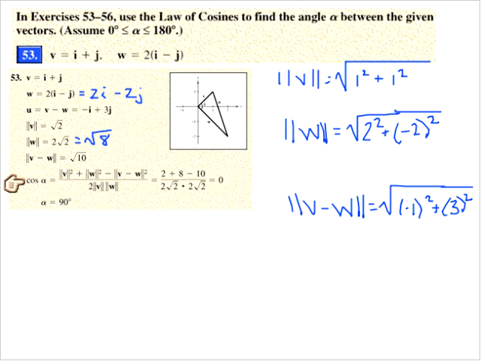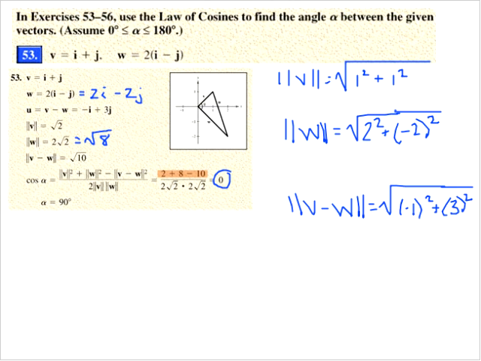Okay, now that we have all those magnitudes, we can refer back to the law of cosines here. So cosine of your angle equals v squared plus w squared minus u squared, all over 2vw. Because you're taking the squared, your square roots disappear. So you're going to have 2 plus 8 minus 10. And then the denominator, you can write those in. But really, in the numerator, we notice that 2 plus 8 minus 10 is 0. So it doesn't matter what the denominator is, because your answer is automatically 0.